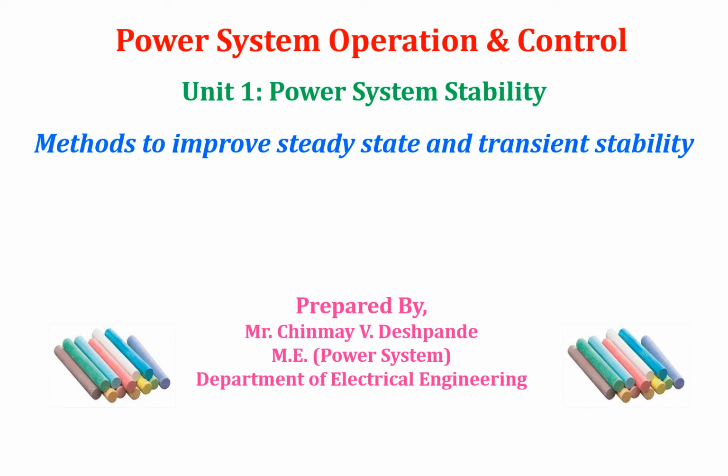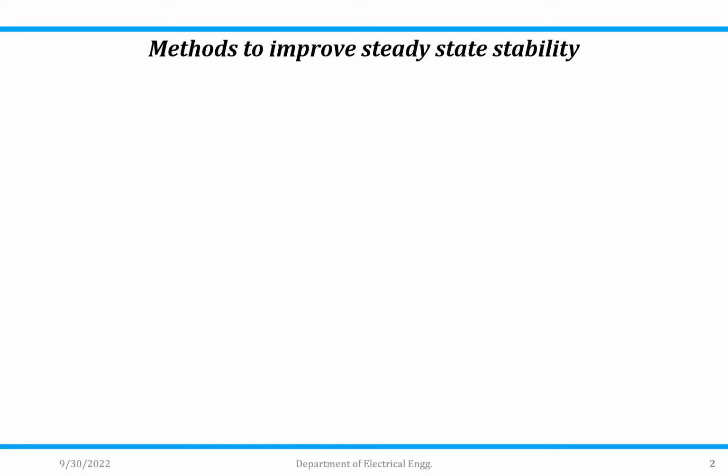In this video lecture, we are going to discuss a topic from power system stability, and the topic is methods to improve steady state stability and transient stability. Let's first discuss methods to improve steady state stability.